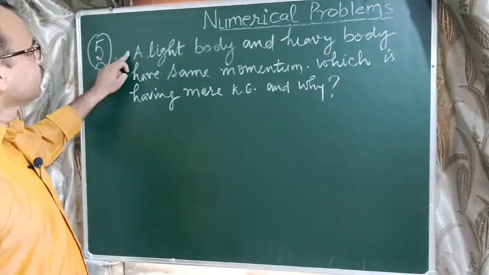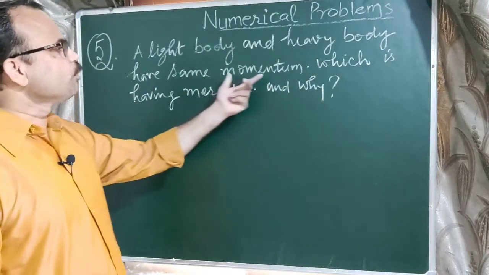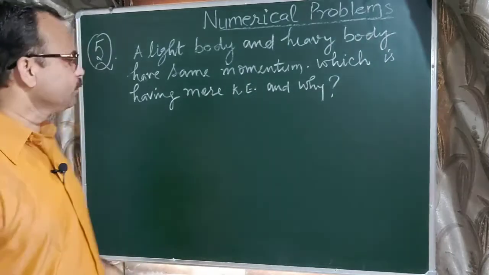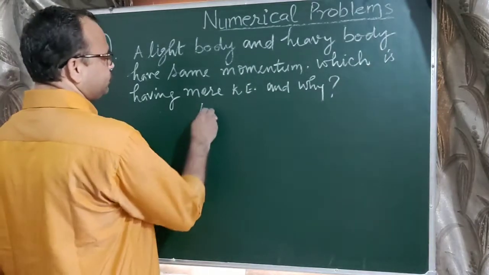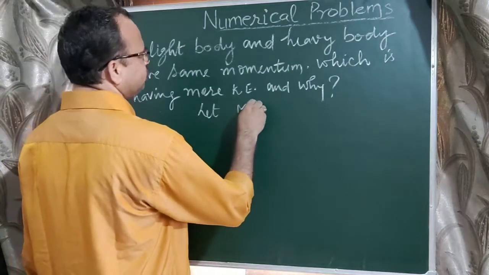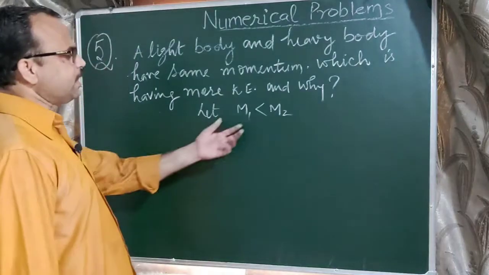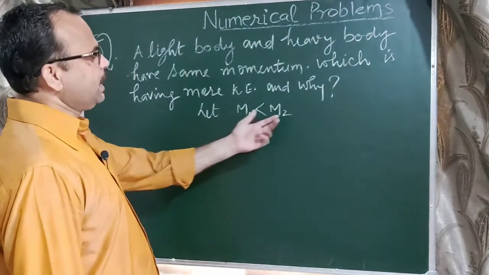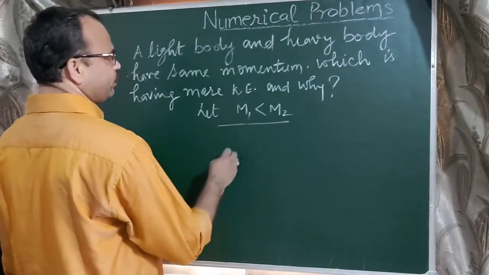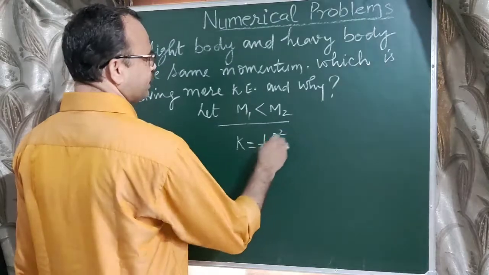Question number 5. A light body and a heavy body have same momentum. Which is having more kinetic energy? Okay. So let m1 less than m2, means m1 is the mass of light body, m2 is the mass of heavy body. Okay. After that we know that k equal to 1 upon 2 p square upon m.